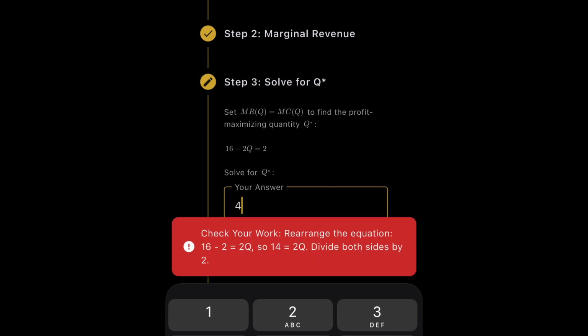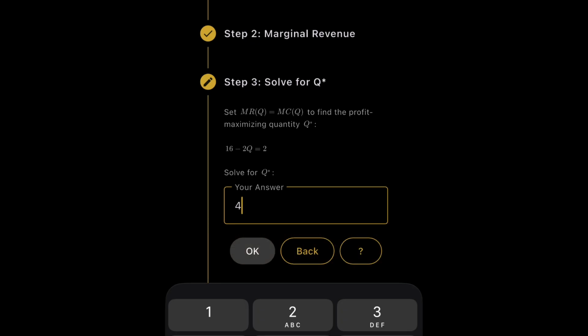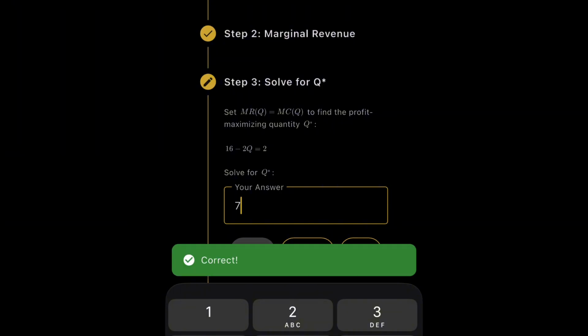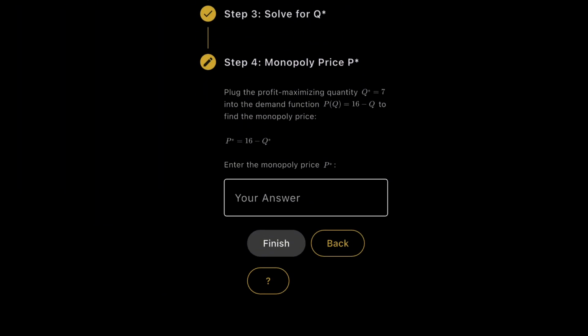Now, you might try to go too fast and make a mistake like we did here, but take a close look. So 16 minus 2Q equals 2. So if we subtract 2 from both sides, we'll get 14. And then if we add 2Q, we get 14 equals 2Q, divided by 2, Q equals 7.